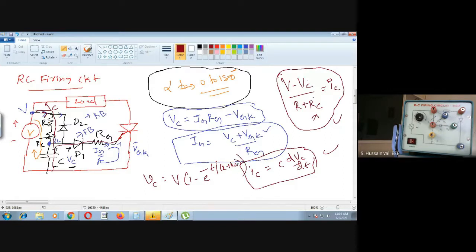So based upon this RC value, when you vary RC, I want to tell only one thing. When you vary RC, your VC will vary. When VC is varying in this equation, IG also varies. So what is the logic here is that when I vary the value of IG, you know very well that the triggering will happen early or triggering may be delayed.